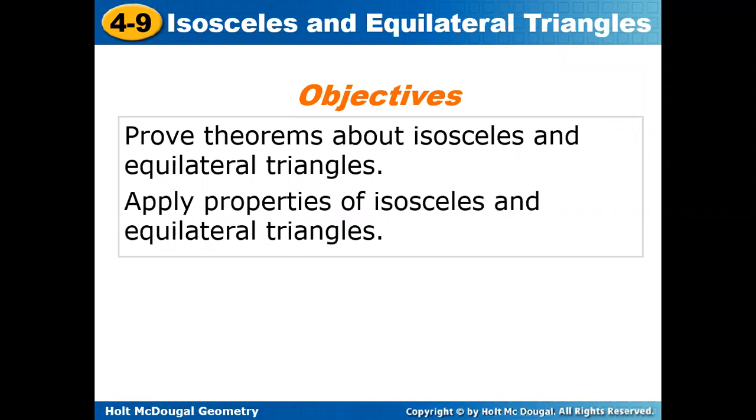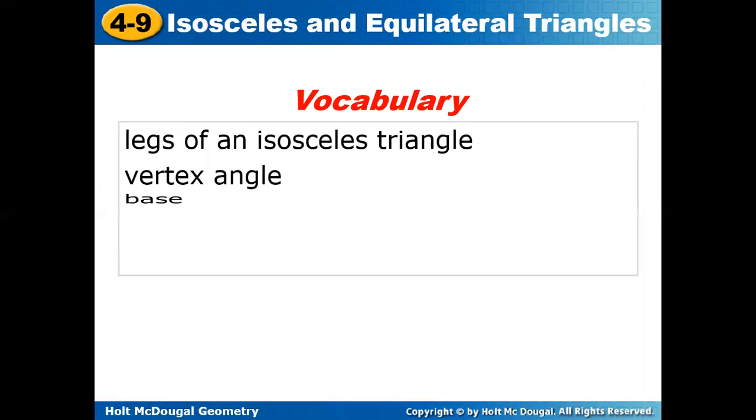By the end of this lesson, we can prove theorems about isosceles and equilateral triangles, and apply properties of isosceles and equilateral triangles. We have the legs of an isosceles triangle, the vertex angle, and the base angles.